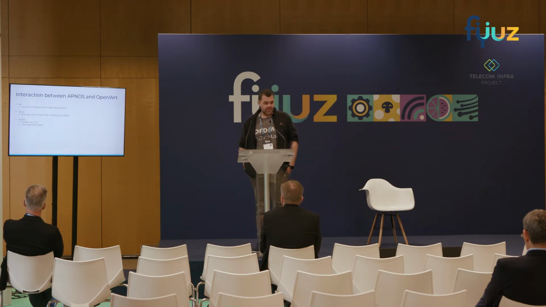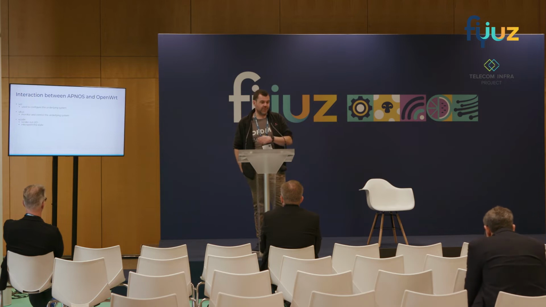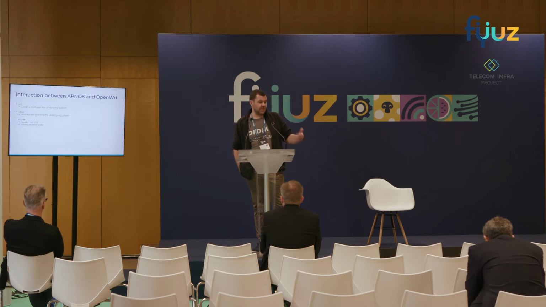So with our three components, UCI, ubus, and ucode, we now have the primary building blocks that we need to interact from APNOS to OpenWrt, right? UCI is how we send the configuration, ubus is how we communicate with the underlying operating system, and then ucode is used to actually render out UCI and introspect the state using ubus.